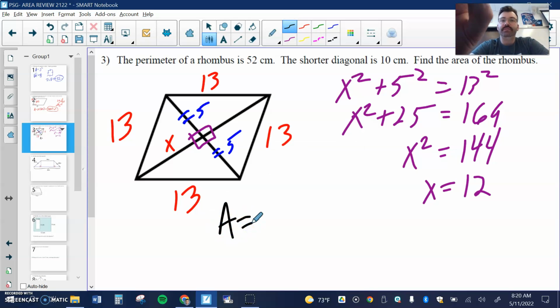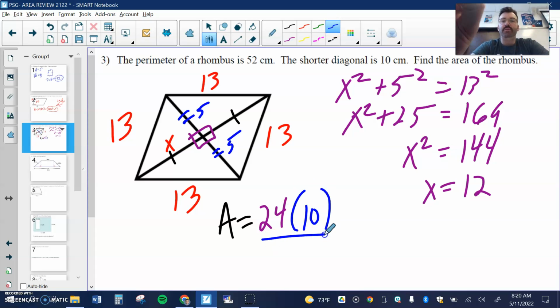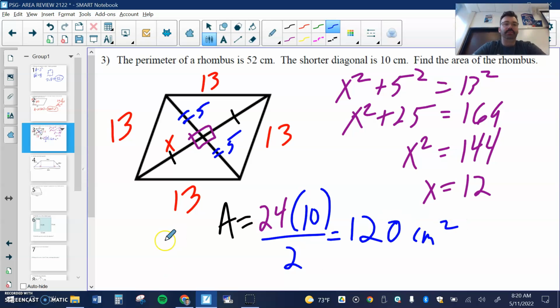Find the area. Okay, this is congruent to this. So the whole thing is 24. Diagonal 1 is 24, diagonal 2 is 10. Does it matter which one you call diagonal 1 and 2? No, it does not. Then divide by 2. I got 120 centimeters squared.